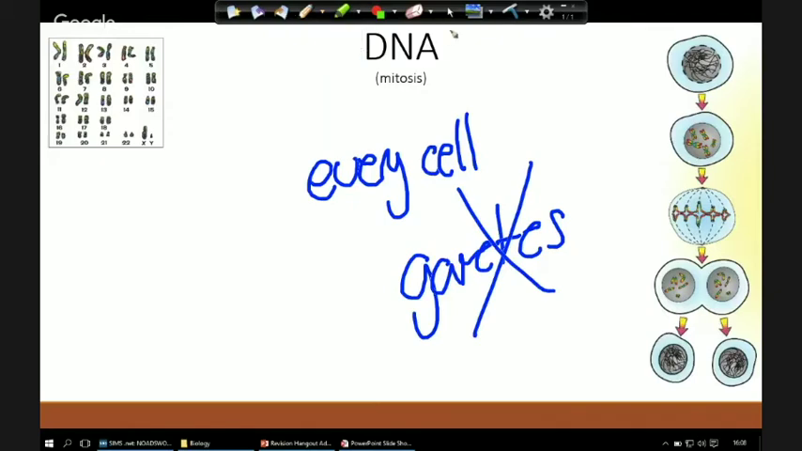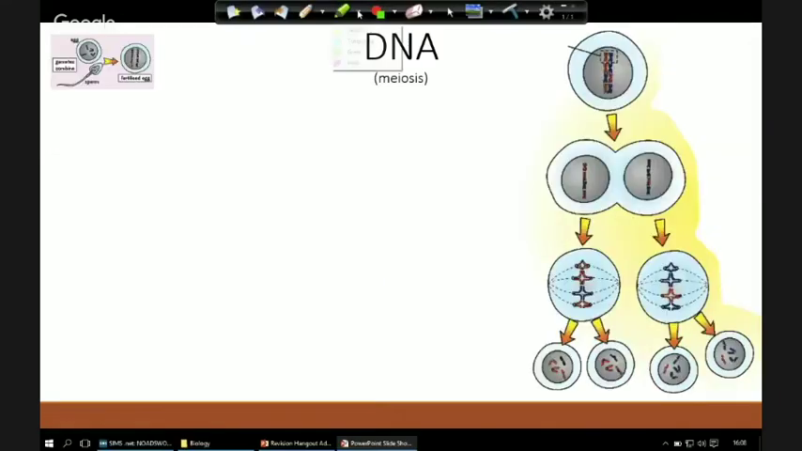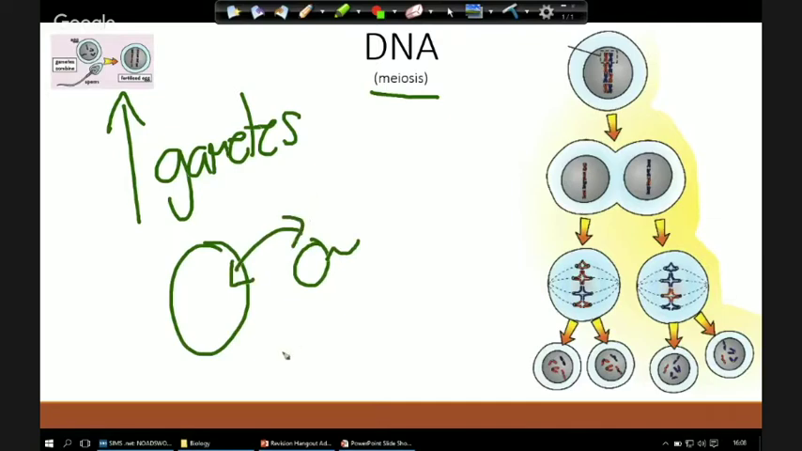So let's take a look at the second type of cell replication. This is meiosis. Now, meiosis is all about producing gametes, the sex cells. We've got an egg and eventually a sperm that will fuse to one another in fertilization to end up with an embryo of 100% DNA. They both carry 50%.